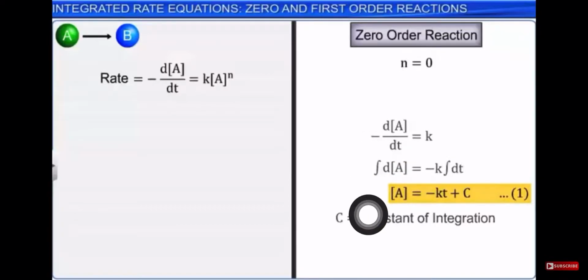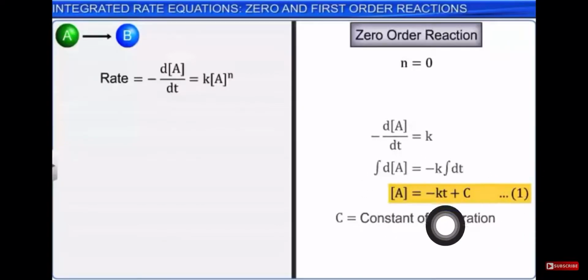Now if we are integrating this, we get an equation, that is integral of d concentration of A is equal to minus K integral of dt. How do we get this? We take this dt on the opposite side with our minus, so it will become minus K dt. When we integrate here, we have to integrate over here also. And thus by integrating, our formula will become A is equal to minus kt plus C.